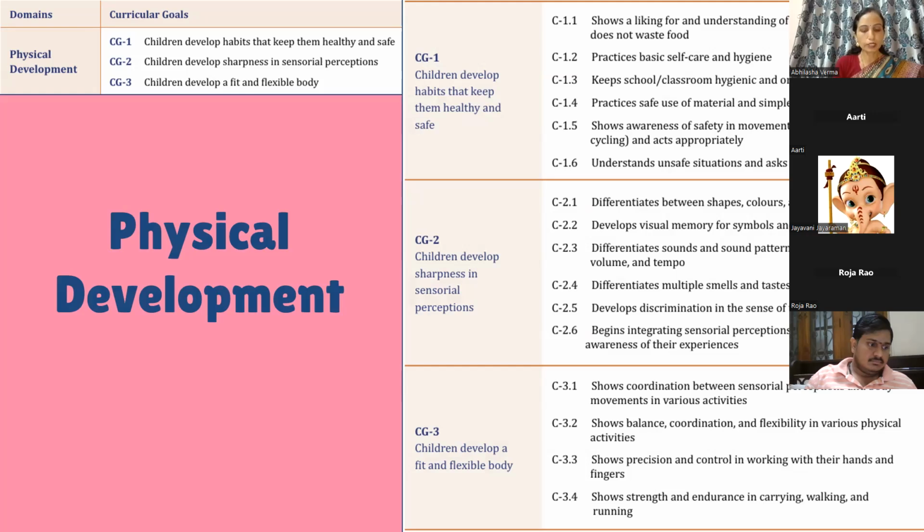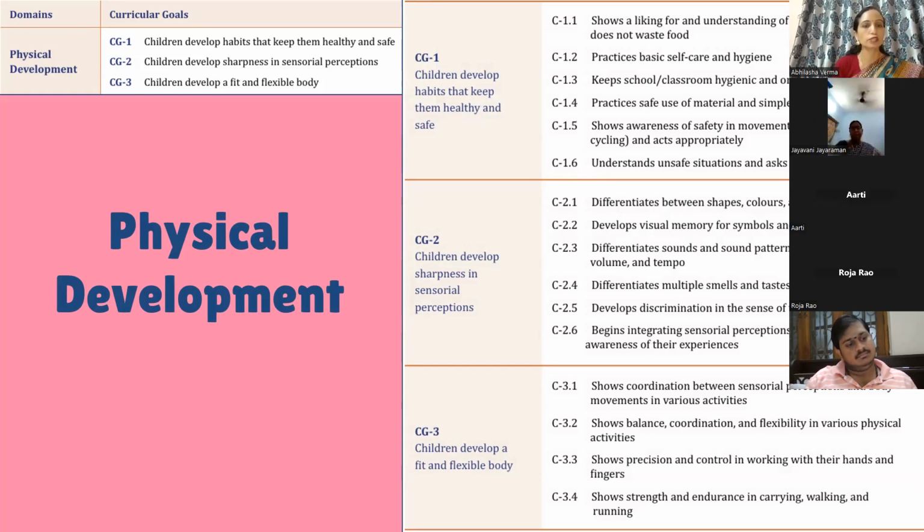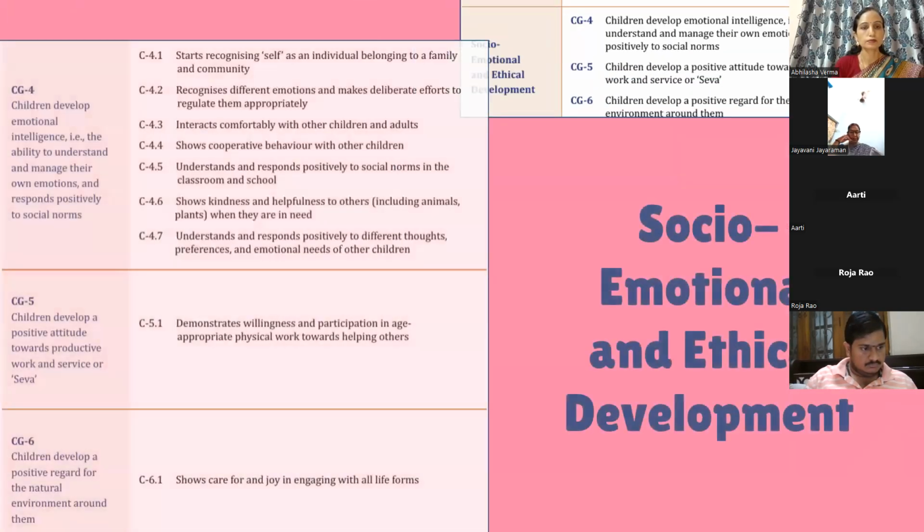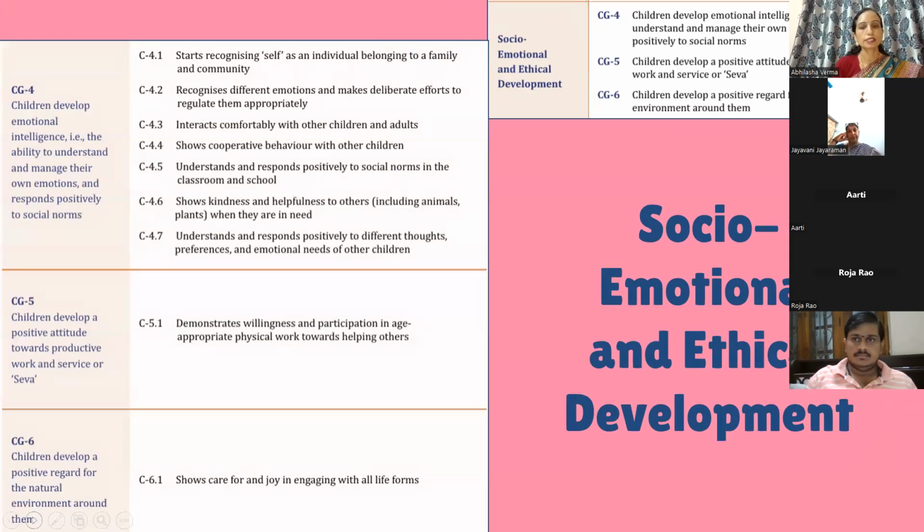It is one of the many domains of infant and toddler development. It relates to the growth and skill development in the body, brain, muscles, and senses. The child develops the habits that keep them healthy and safe, and develops sharpness in sensory perceptions, like multiple senses and tastes, and discrimination in the sense of touch. Motor skills development is there mostly in this phase, the foundational stage. Next slide, please.